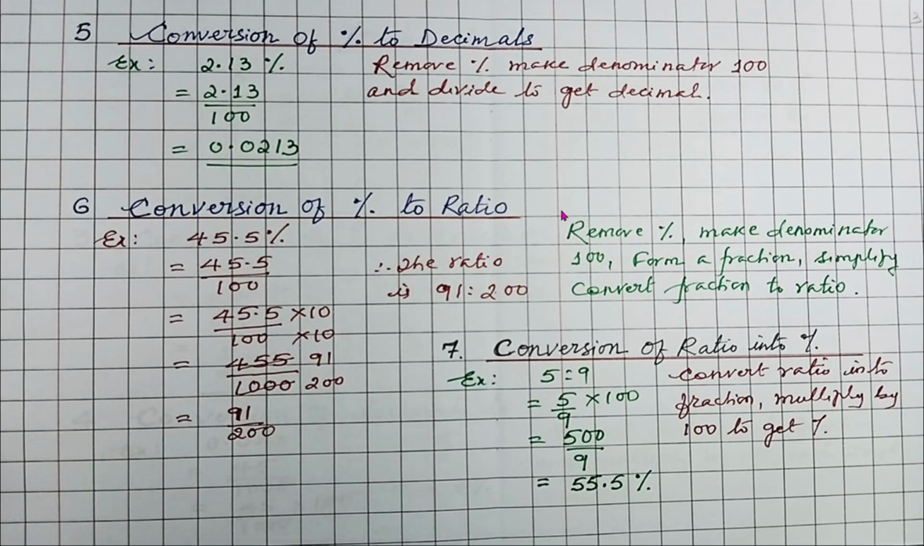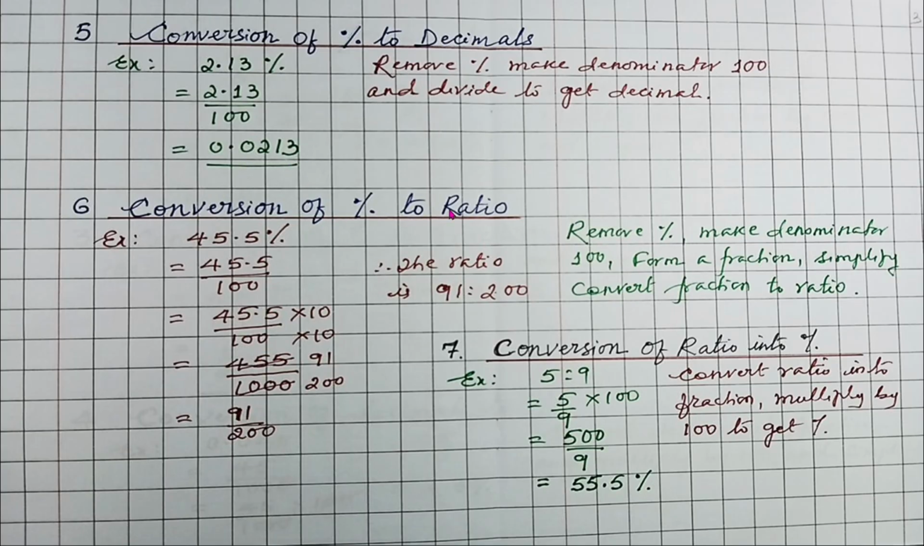The next important topic is conversion of percentage to decimals. Now we have a percentage here, 2.13%. Convert this into a fraction by taking 100 in the denominator and then dividing by 100. Moving the decimal point 2 places to the left, we get 0.0213, and that is the decimal of the given percentage. So remove the percentage sign, make the denominator 100 and then divide. We get the decimal form of the percentage.